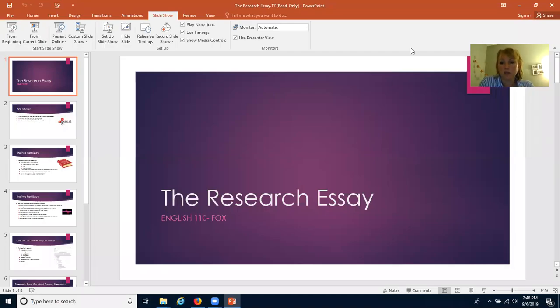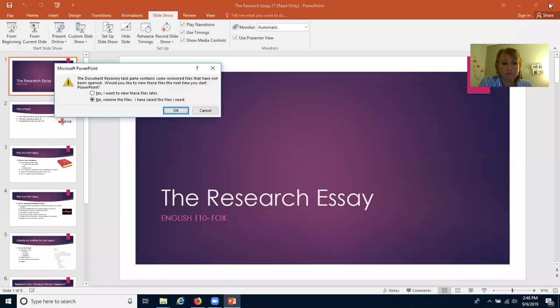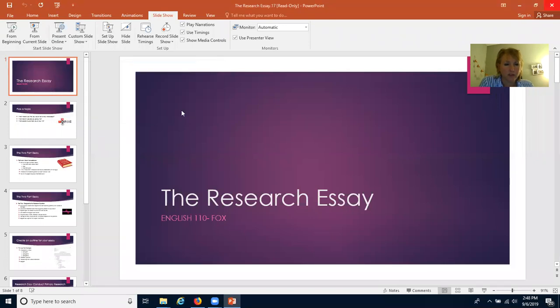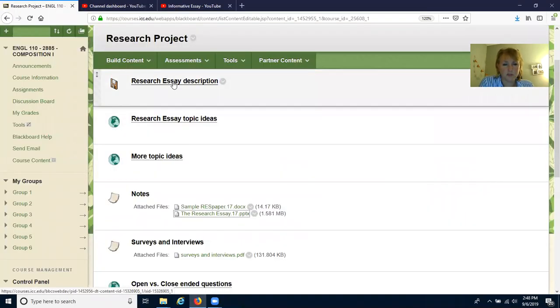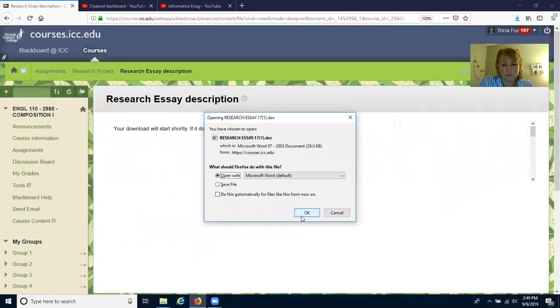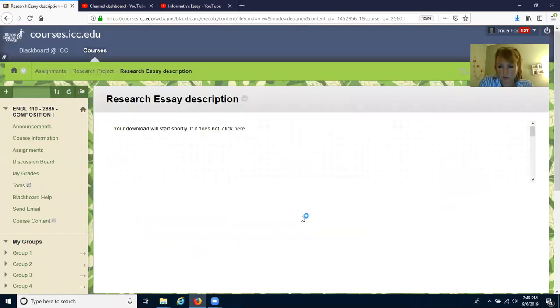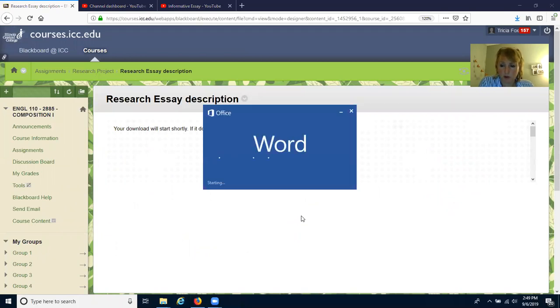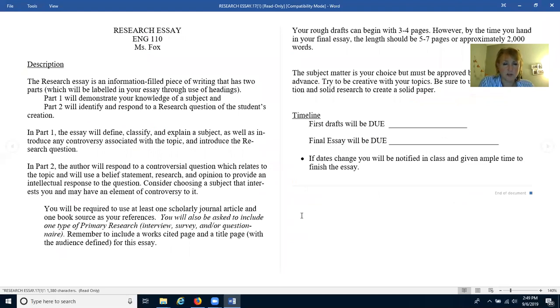So we will look now at the course site and look at the research essay description. Again, all of these notes are found on the Blackboard page, so you can always go back to the notes and reference them if you ever have questions.